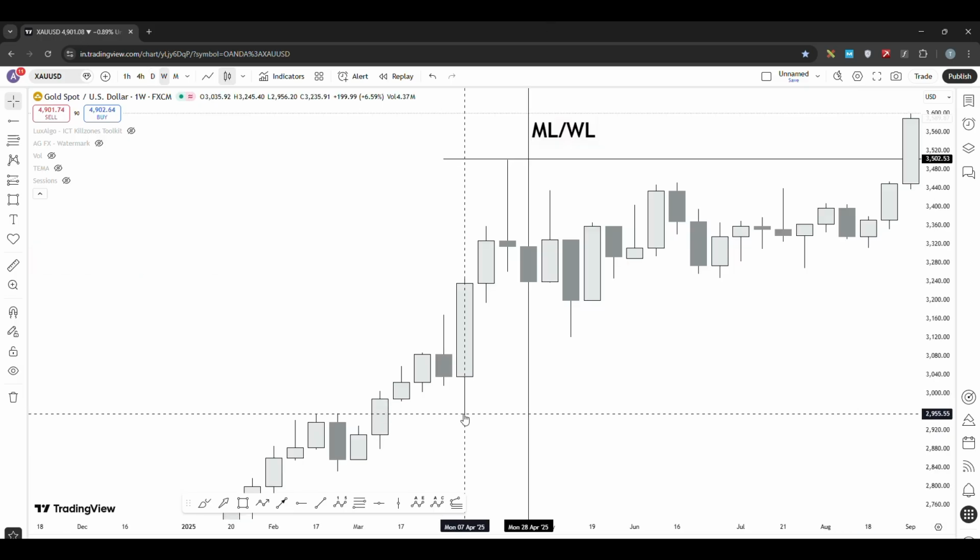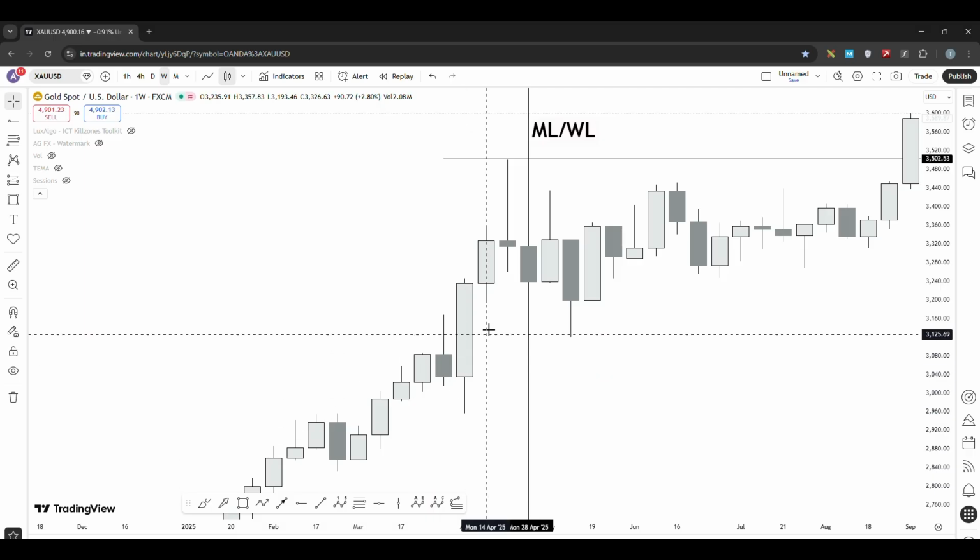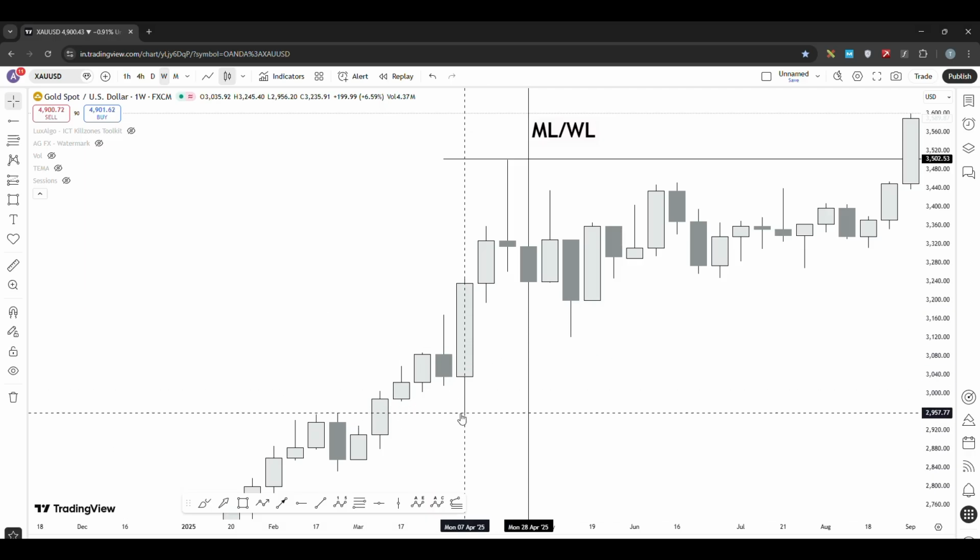So this was a swing low, right? Why? Because this candle is above the previous candle's low, and this candle's high and low are also above the low of this candle, right?